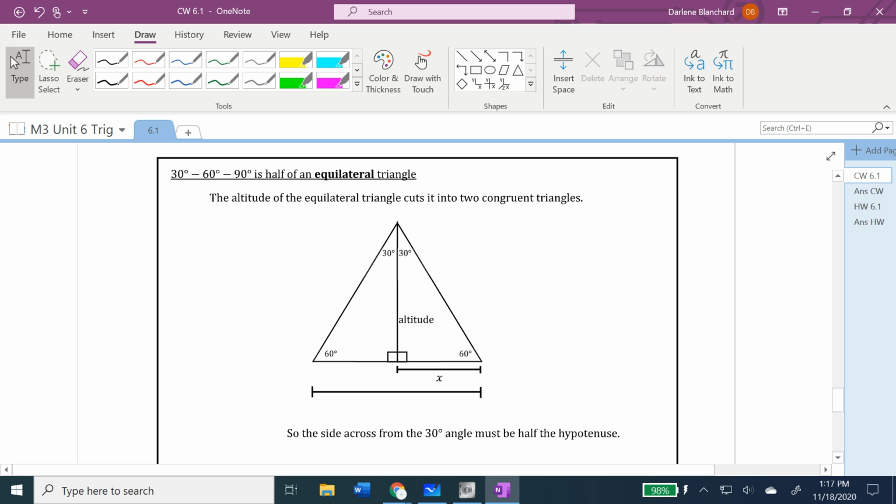A 30, 60, 90 is actually half of an equilateral triangle. So if I say that the side across from 30 degrees is length x, then the length of any side of this equilateral triangle has to be double that. Would you agree? The altitude is cutting that triangle right in half. So what that means is if this is an equilateral triangle, the hypotenuse is twice as long as the side across from 30.